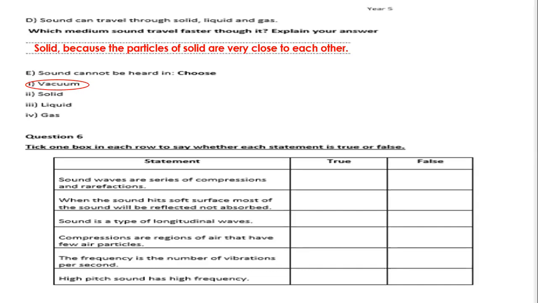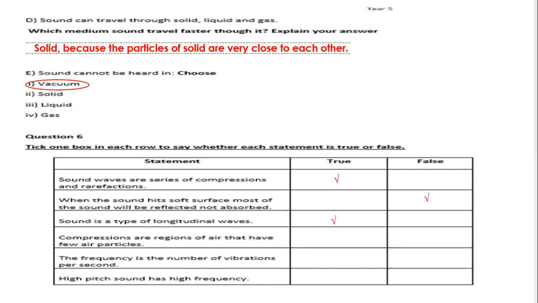Question 6 says, tick one box in each row to say whether each statement is true or false. Sound waves are a series of compressions and refractions. This is a true statement. When the sound hits a soft surface, most of the sound will be reflected, not absorbed. This is false. When it hits a soft surface, it will be absorbed. Sound is a type of longitudinal wave. Yes, it's made of compressions and refractions, so it's true.